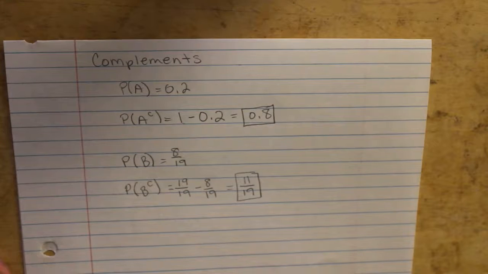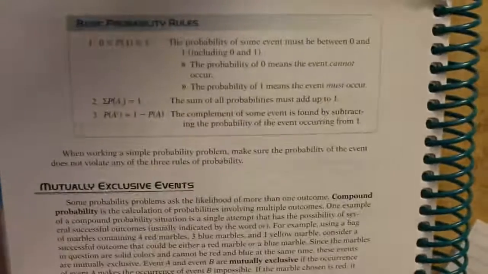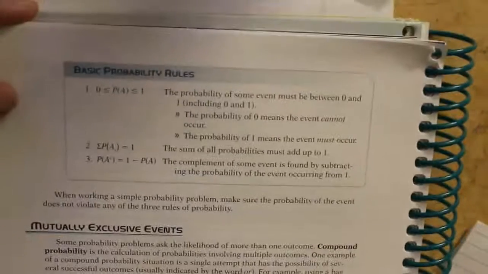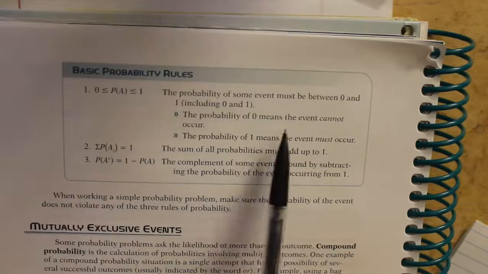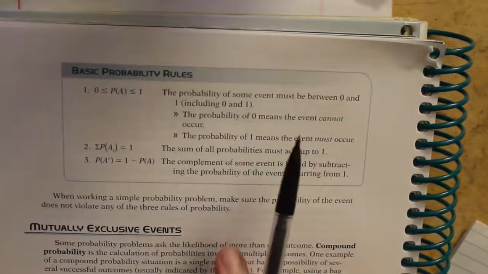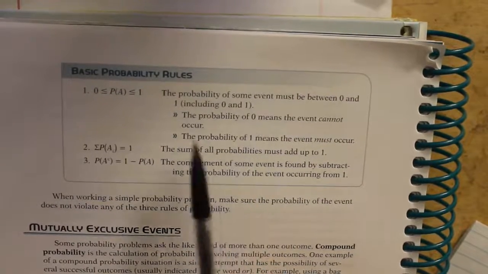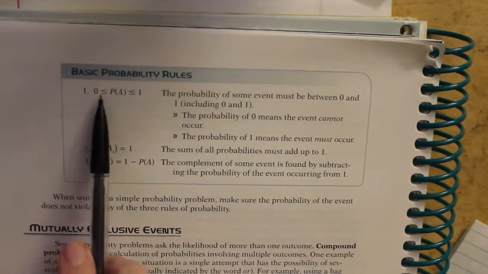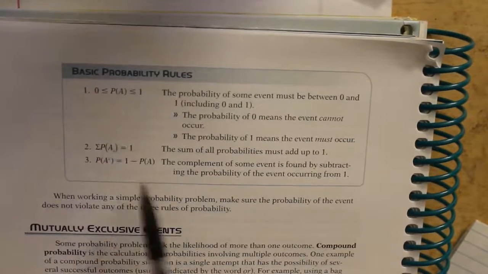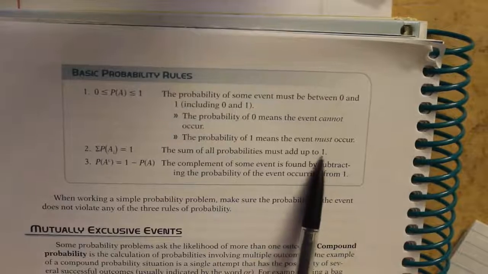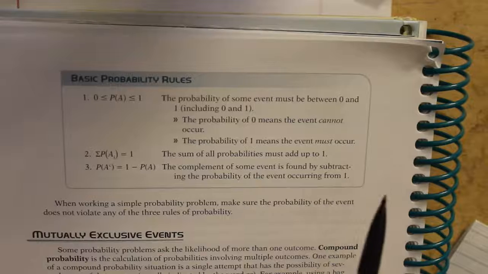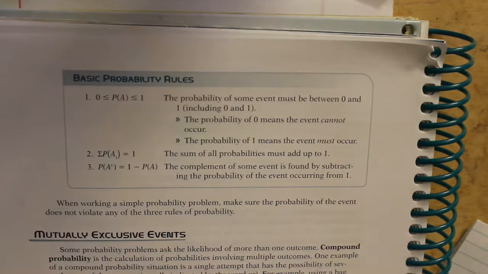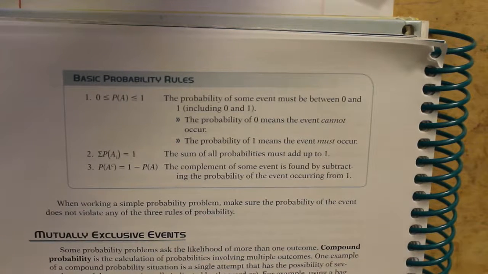Okay? So, some probability rules that we're going to go over. Some basic probability rules are this. It has to be between 0 and 1, which means you can't have a probability of 0, and you can't have a negative probability because it has to be greater than 0 but less than 1. The sum of all the probabilities has to add up to 1, and the complement of some event is found by subtracting it from 1. So it and its complement combine together to equal a positive 1.